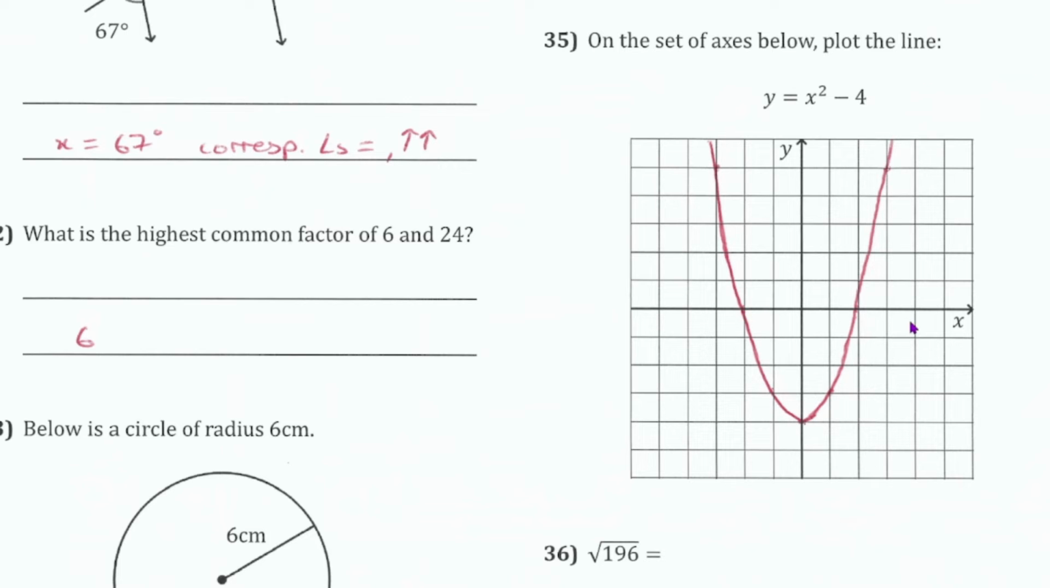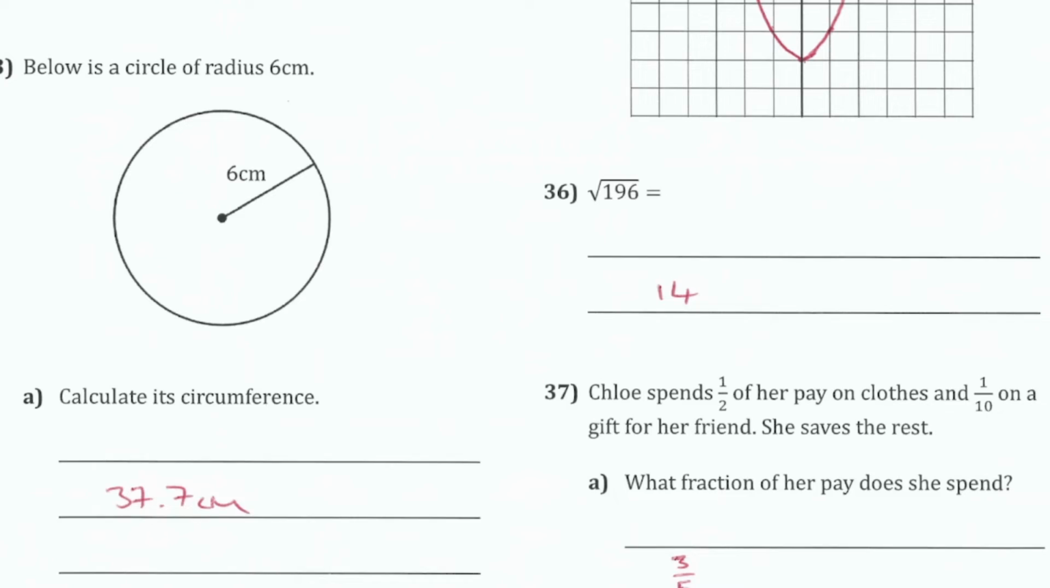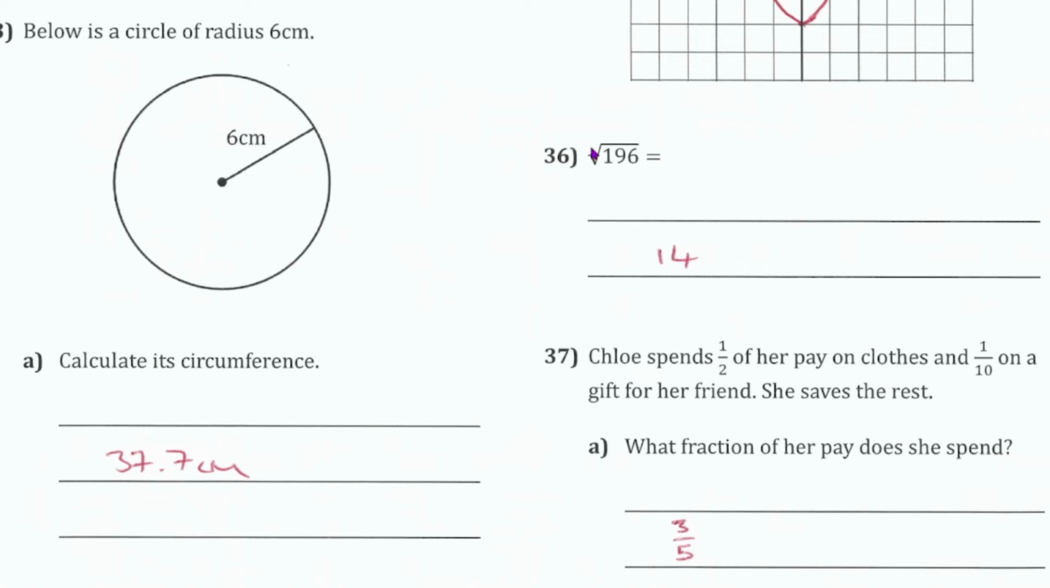When x is 2, 2 squared is 4, minus 4 is 0. When x is minus 2, it's the same thing. Notice we can plot those points in here. The key thing with this one was drawing in the curve and then making sure that we included the negatives in that as well. What two numbers multiply together to make 196? i.e. what's the square root of 196? That answer is 14.